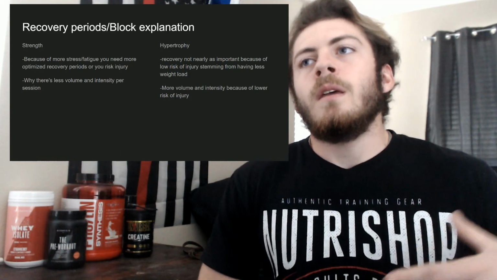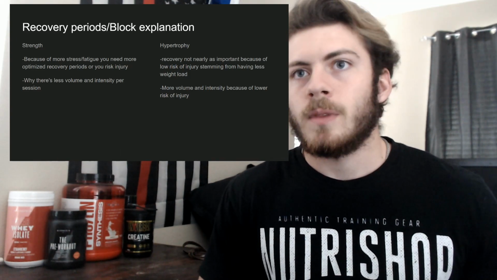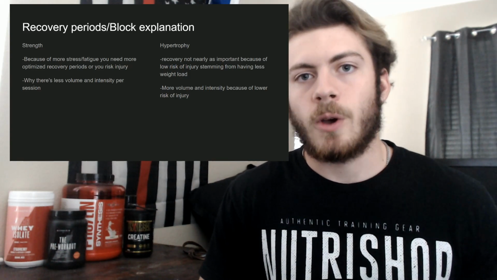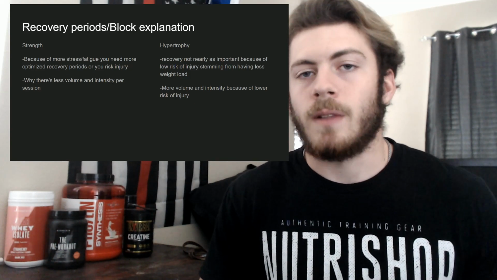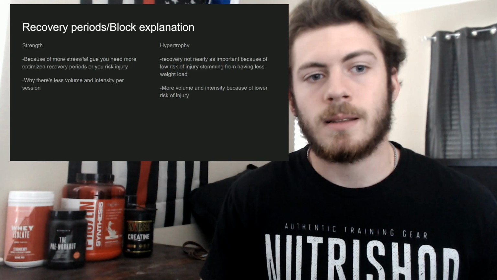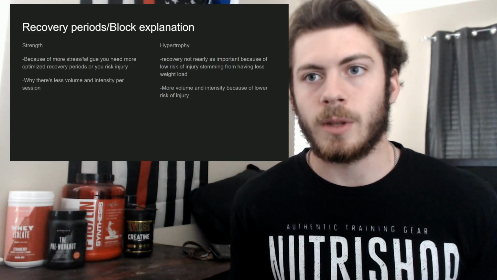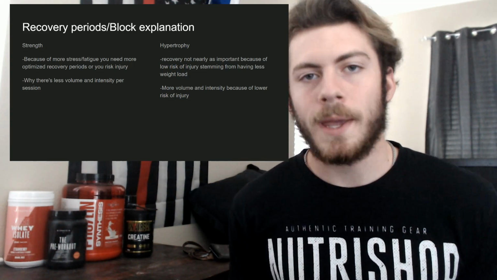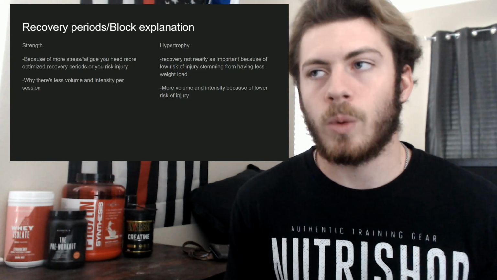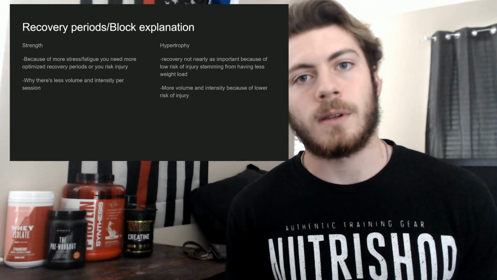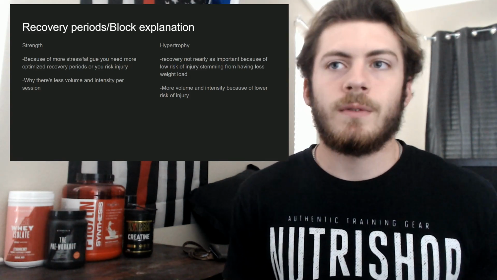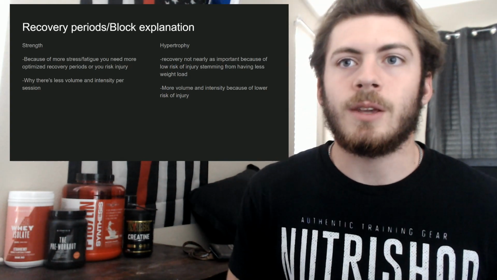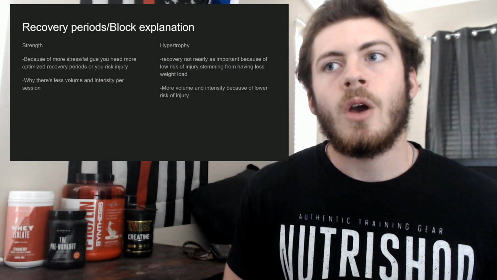So the block explanation really, in strength, you're going to have less volume, less intensity, less sets, less of everything really, but because you have a higher weight load, you're not going to have as high a workload, and the opposite goes for hypertrophy. So because of more stress and fatigue, you need more optimized recovery periods, or you risk injury.